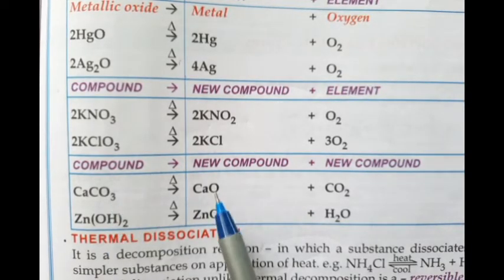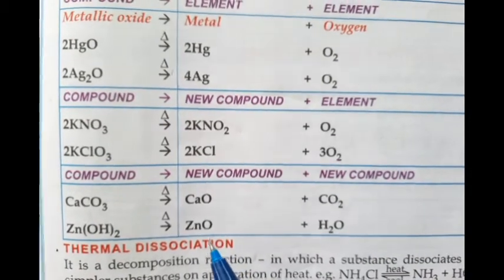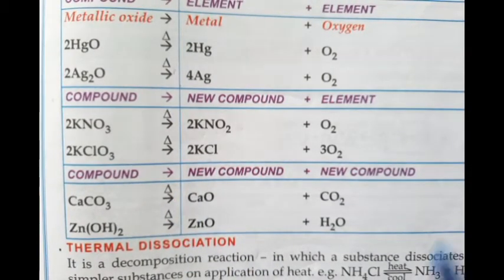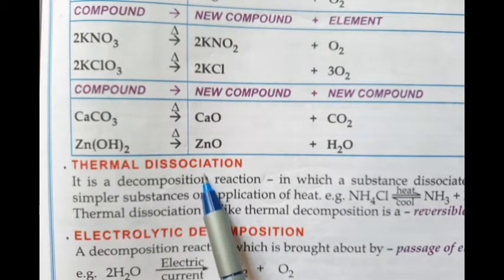Now another example you can see again here. This is AB giving you A plus B. No need to remember the reaction, just remember the method of finding which decomposition reaction it is. It is thermal because it is occurring by heat again. The other is called thermal dissociation.